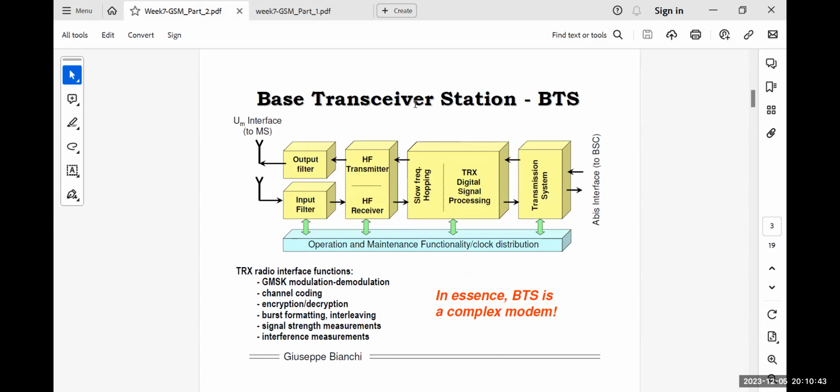Okay, base transceiver station, BTS. You can see that there's an interface to the MS, the mobile station. It has filters, and it is a transceiver, so obviously it has both the transmitter and the receiver. And then we have the transceiver digital signal processing, the transmission system, and then the Abis interface to the BSC. The operation and maintenance functionality and clock distribution are done simultaneously in this BTS.